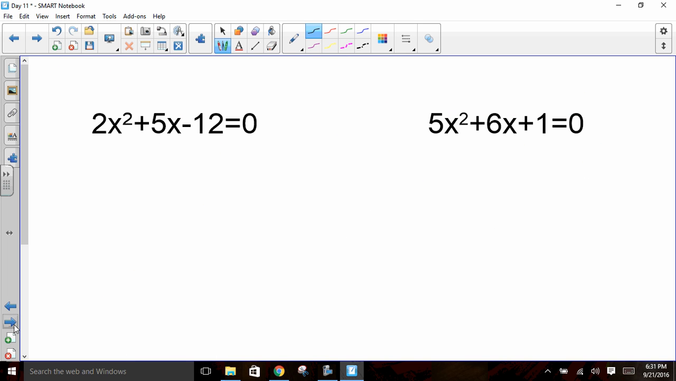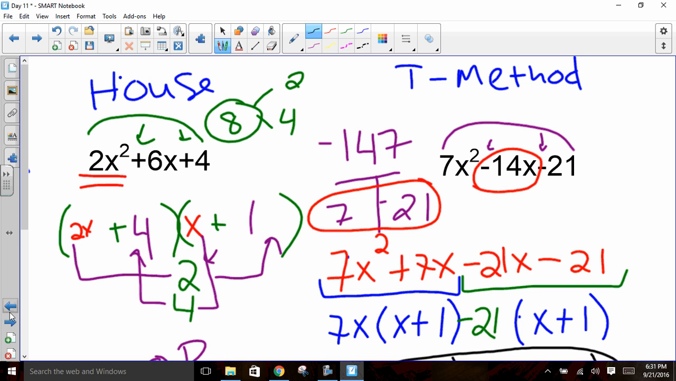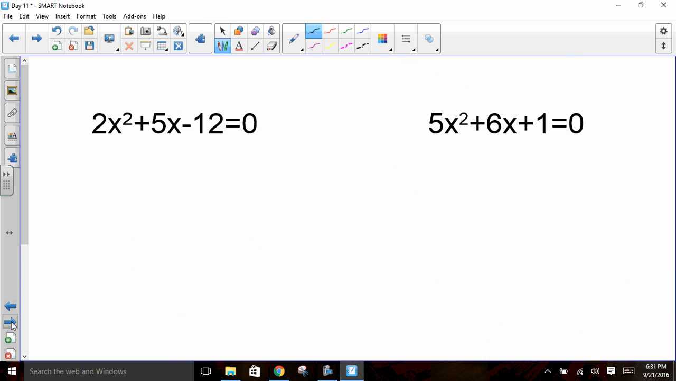All right. Let's take a look at what we have in these two. What do you notice different about these two compared to the last two we just did? This time they're set equal to 0. So once we figure out my grouping or my factors, I have to pull each factor apart and set equal to 0. I promise it'll be okay. We'll get there a step at a time.